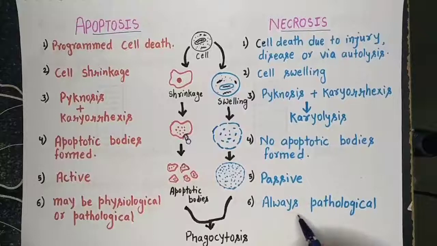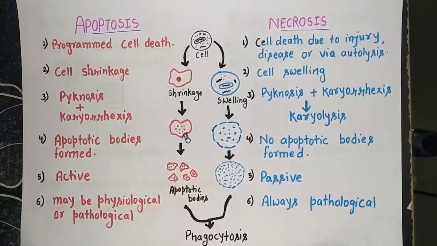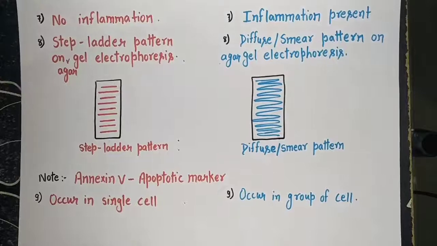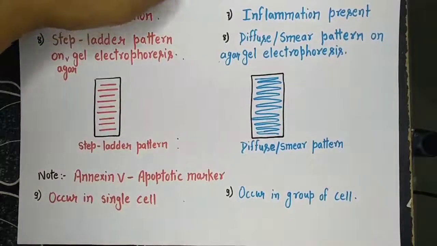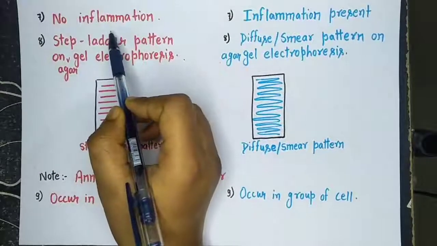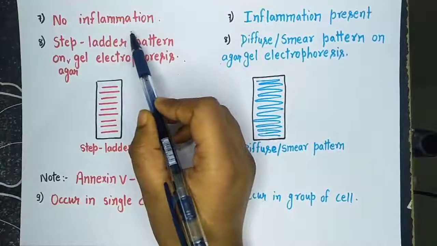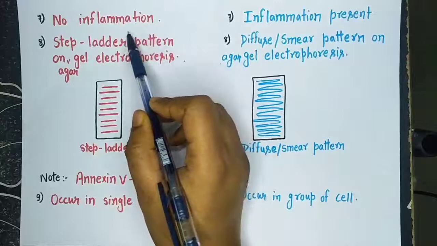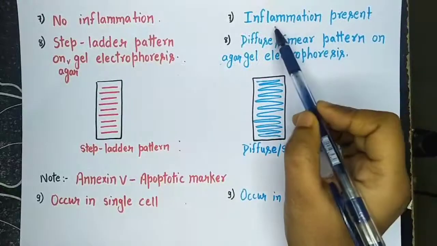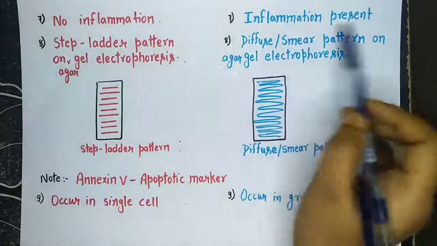But necrosis does not normally occur in our body. It is always pathological. It always occurs in diseased condition only. Now come to the seventh point. In case of apoptosis, no inflammation is present. No sign of inflammation will be seen in case of apoptosis. The signs of inflammation are redness, swelling, increase in temperature, pain, and loss of function of the cell. But in case of necrosis, signs of inflammation are well observed.